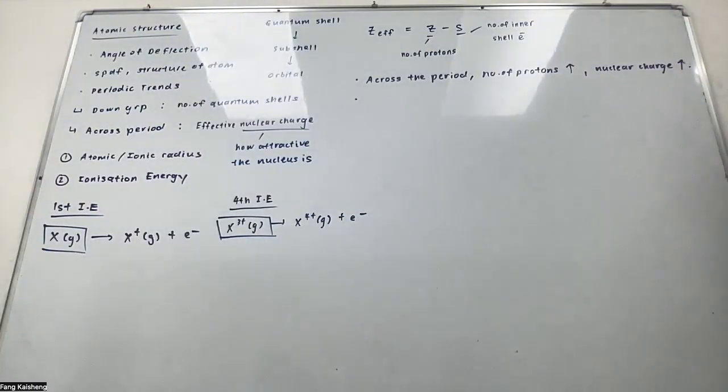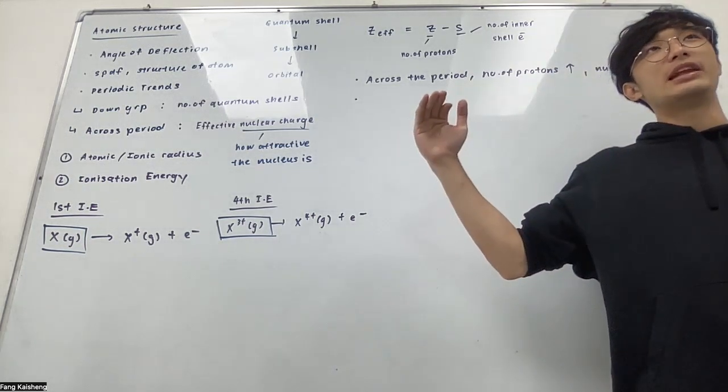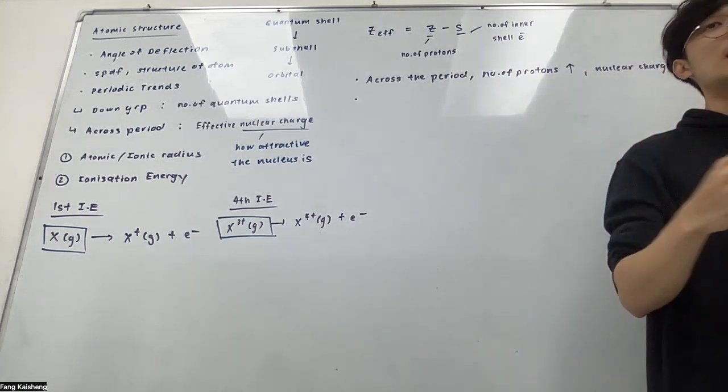How about the shielding effect? Okay, right, let's furnish a little bit of why. As you go across the period, you're adding electrons to the outer shell. So the inner shell basically stays the same.